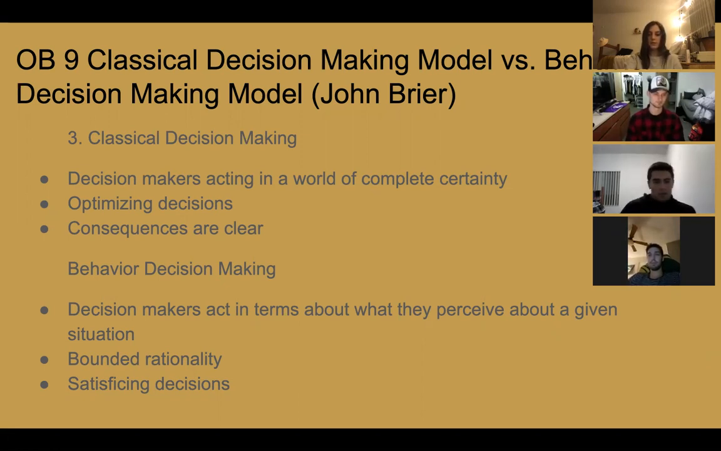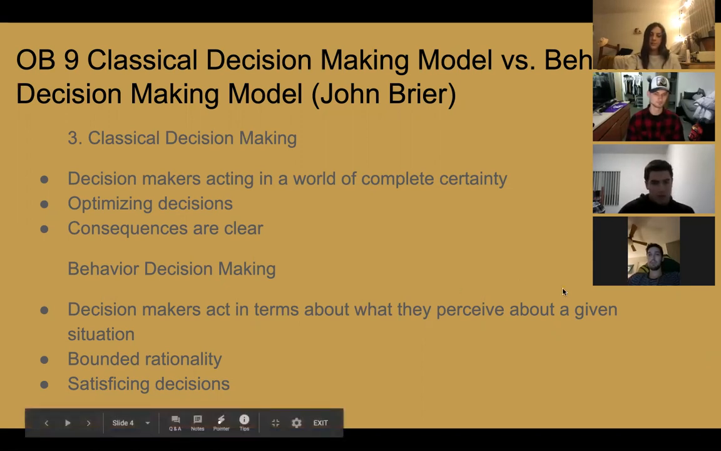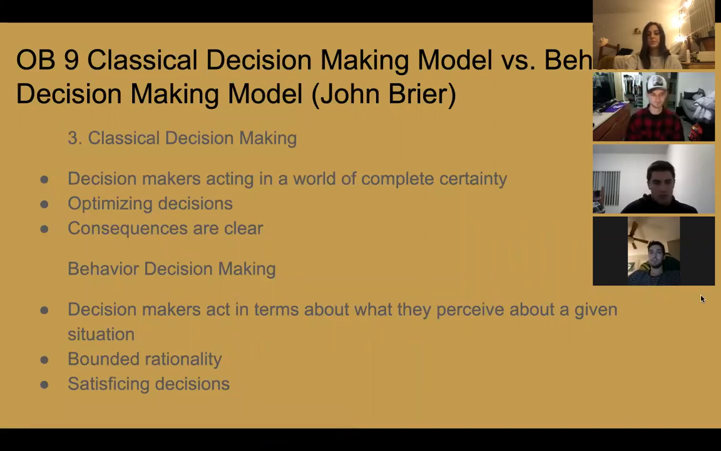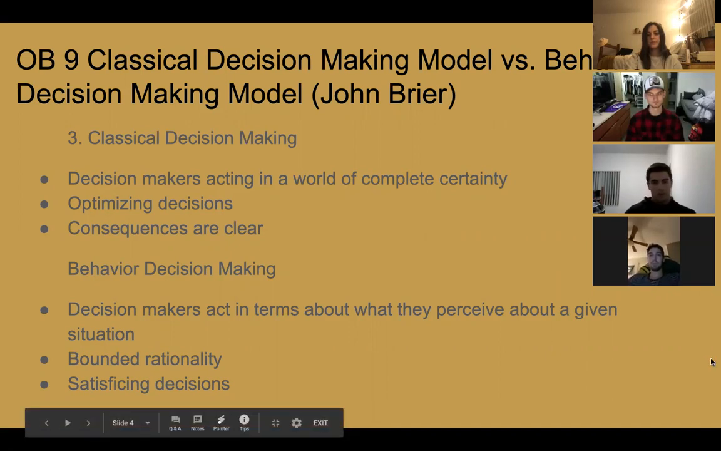And then in the behavioral model, decision makers act in terms of what they perceive about a given situation. They act with bounded rationality, which is perceptions and interpretations of solutions. And then they also make satisficing decisions, which is choosing the best alternative that is the most satisfying.